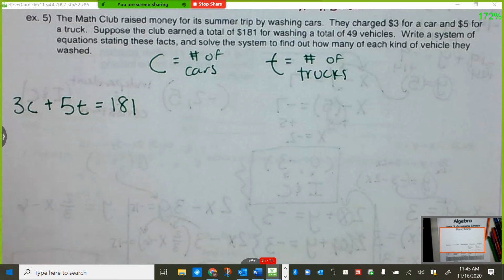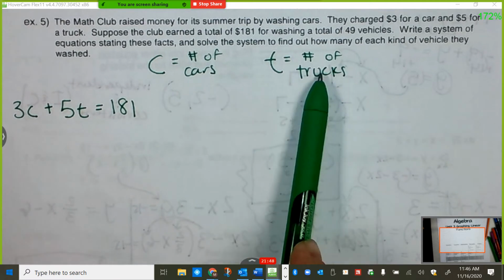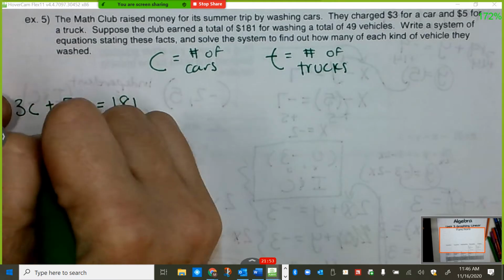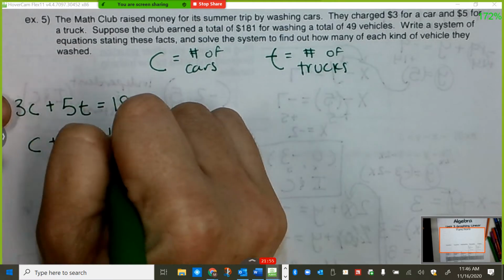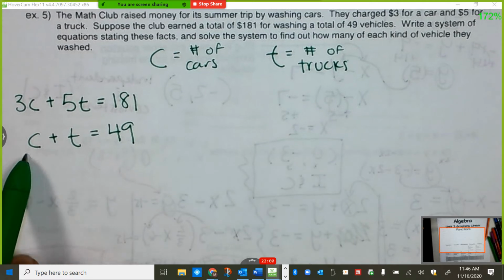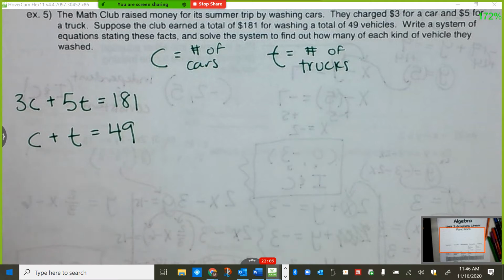What's the other number we haven't used? The total of 49 vehicles. Well, what makes a total? You have to add them. Well, wouldn't it just be the number of cars plus the number of trucks? No money. We already made the money equation. So it's literally C plus T equals 49, because C represents the number of cars plus the number of trucks, and it's a total of 49 vehicles. So does it make sense? Yes.